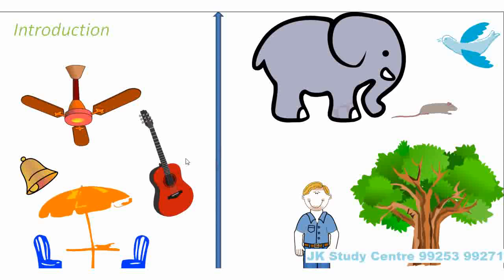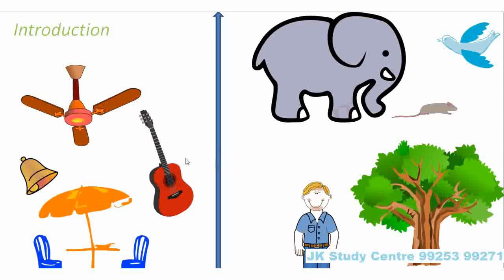If you see here, on the left hand side, you can see the fan, the bell, chairs, tables, umbrella, guitar. All of these are categorized as non-living. Whereas on the right hand side, we have a man, elephant, rat, birds, trees. They are all classified as living organisms, right? Now the question is, how do we actually distinguish between which organism is living and which organism is non-living?